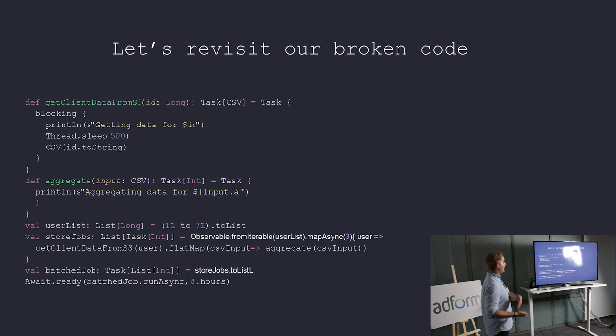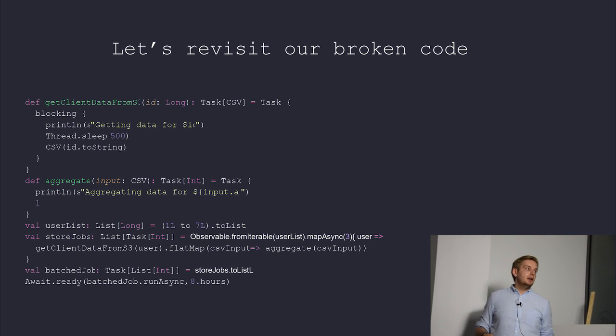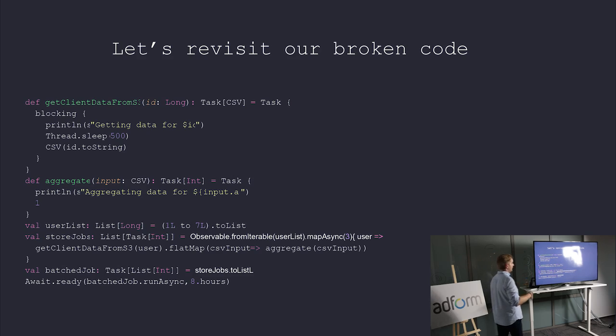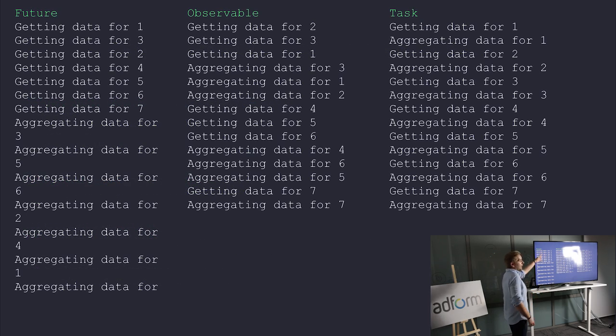We need to use the Observable. So this is written with a different font. We just put the list of clients, the user list, inside an Observable, and we use mapAsync, right? So we say, okay, just run it 3 at the same time. And here's the output. It got data for 3 persons, it processed data, and then got again 3, processed 3, and it finished with 1, because that was all it was supposed to do.